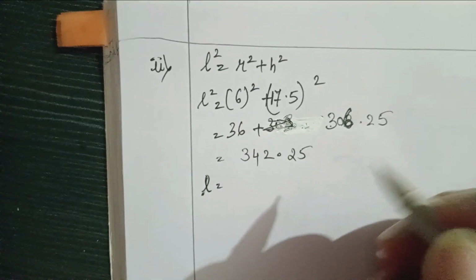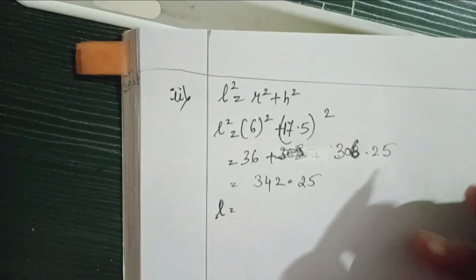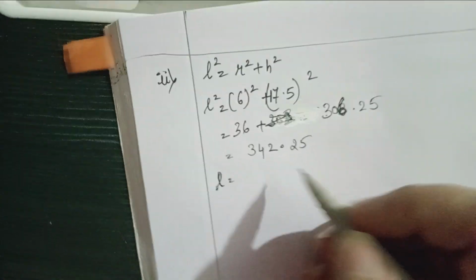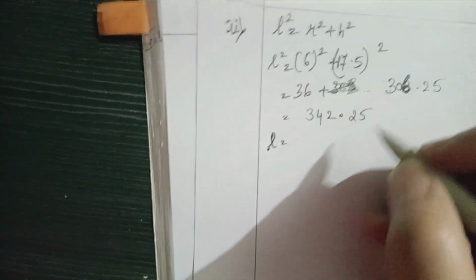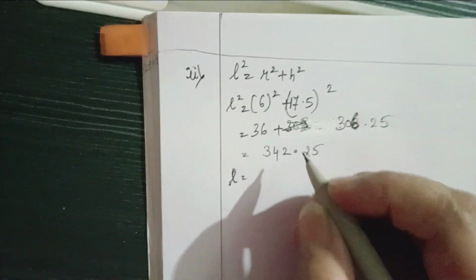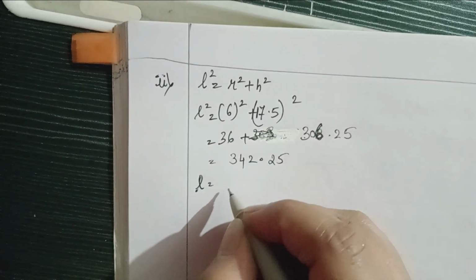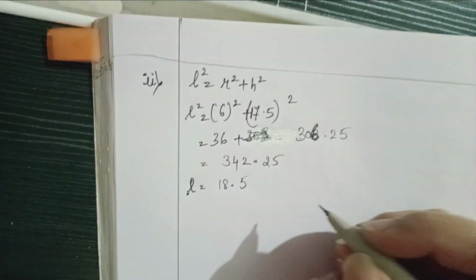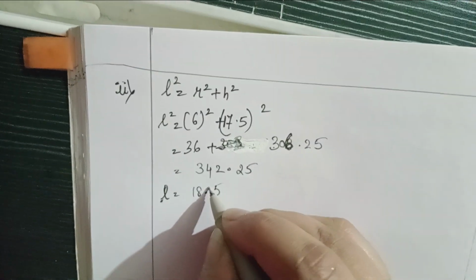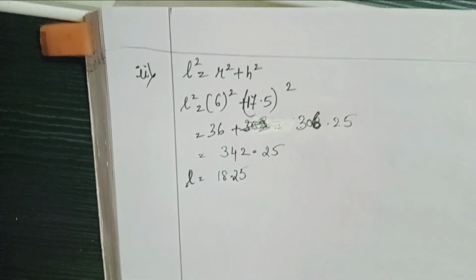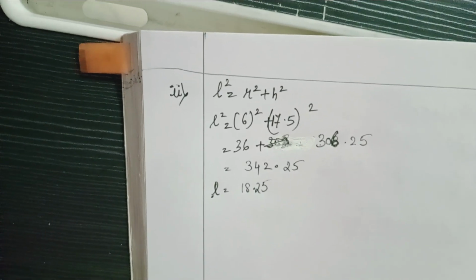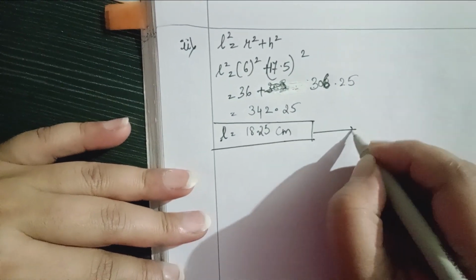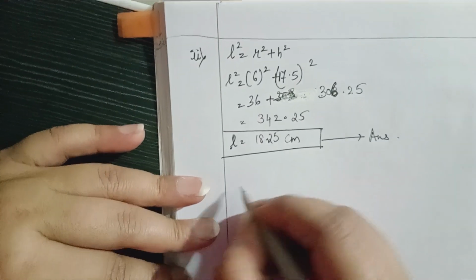Due to some technical issue, I solved the sum on my own. I got L square is equal to R square plus H square. We get it as 342.25. Then L we get as 18.25. The slant height which we obtained is 18.25. This is going to be the second answer.